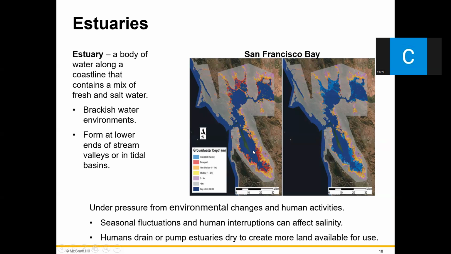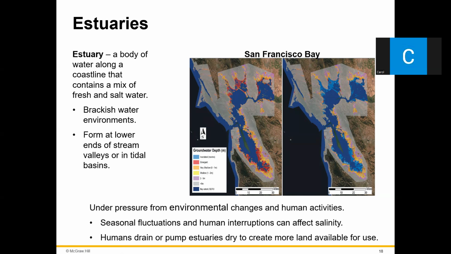Estuaries are pretty much bays. Here's San Francisco Bay, which is classified as an estuary. So the water here is brackish, meaning it is between saltwater and freshwater. It's not quite ocean where it's that salty, and it gets all these streams coming in and feeding it. So it's kind of half-half, and we call that brackish water.